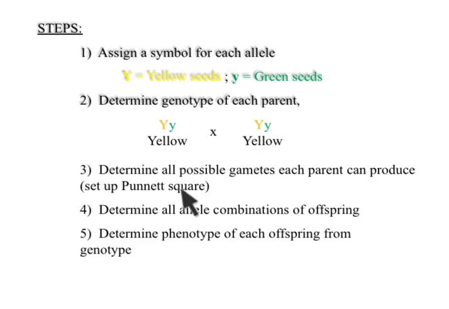We will then determine all the possible gametes by taking those alleles and separating them into the possible haploid cells, and then we put those on the Punnett square that then can be used to determine all the possible combinations of the offspring. Then lastly, we will then determine the phenotypes of each offspring from their genotypes in the Punnett square.